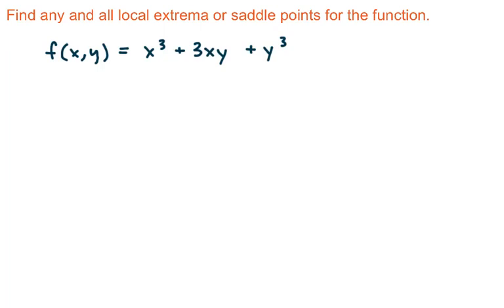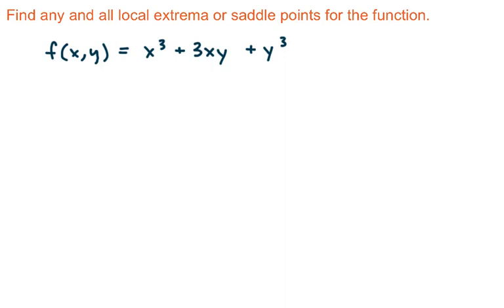Hello. Now we're going to talk about finding any local extreme values or saddle points for a function. And this one may have more than one critical value. So basically we're going to do the same thing we did in the video before this, but if we have two critical values, we're going to do that calculation using the discriminant twice.